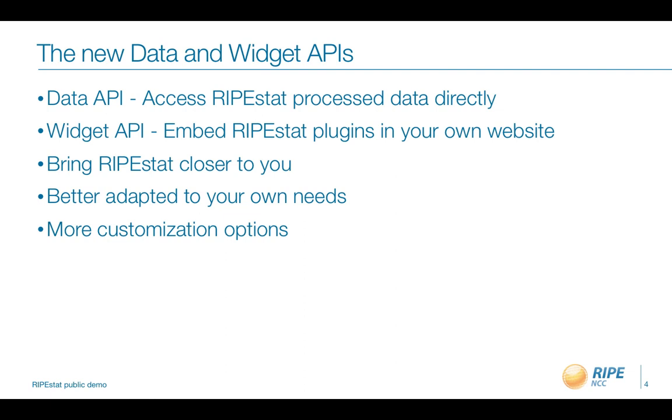These two APIs will allow you to better make use of RIPEstat, its data and the visualizations that it provides. You will be able to bring RIPEstat functionality closer to you, for example, including it in your own website or integrating it in your own application. Based on the Widget and Data API, you have the choice of using only the data or importing a complete widget into your web page.